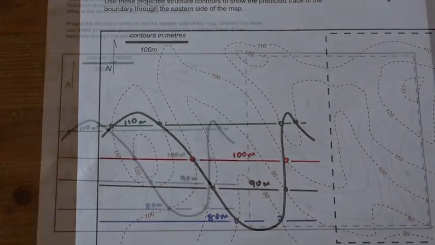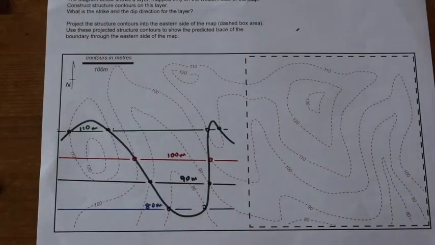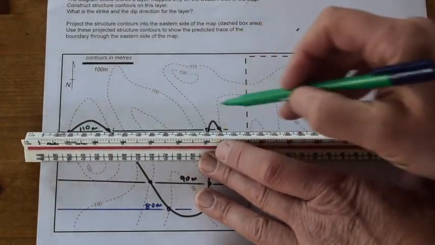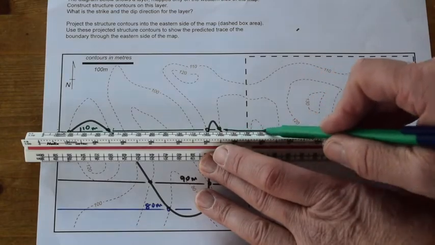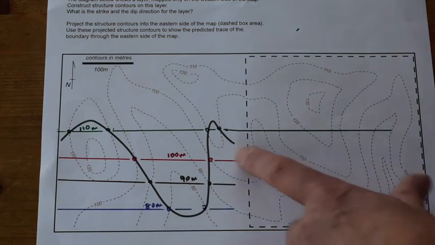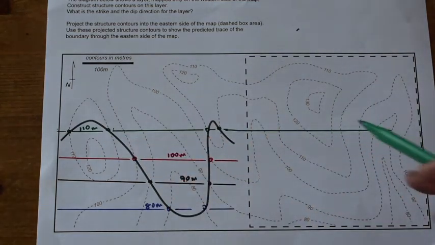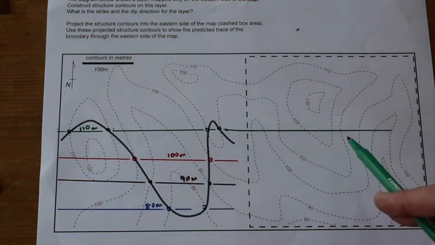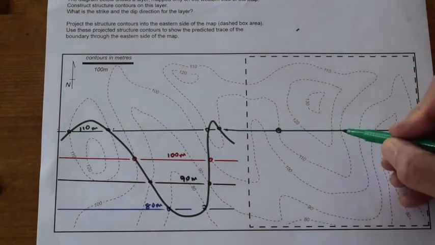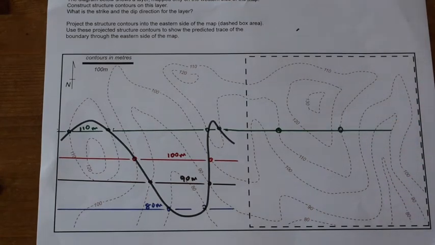Let's just zoom out. Right, so now we're just going to project these structure contours from the map here out into this unmapped area. And let's just do these in turn so we know what we're doing. So here is the 110 contour, and we're extrapolating it from our known array out over here like this. And now we can find places along it where the 110 structure contour intersects the topographic contour. Here and here. We'll use that shortly.